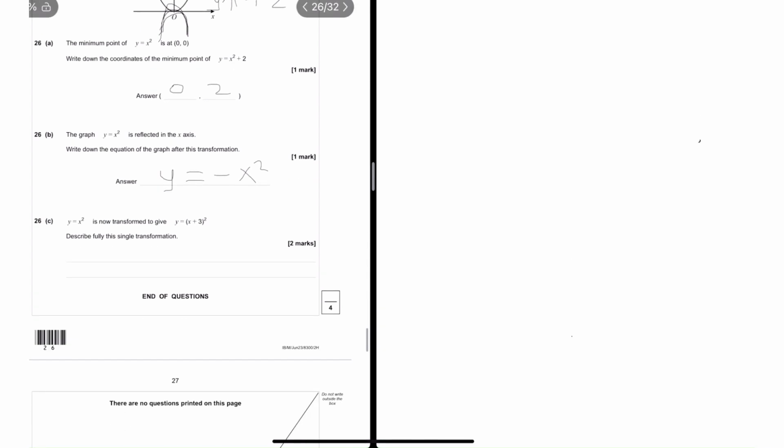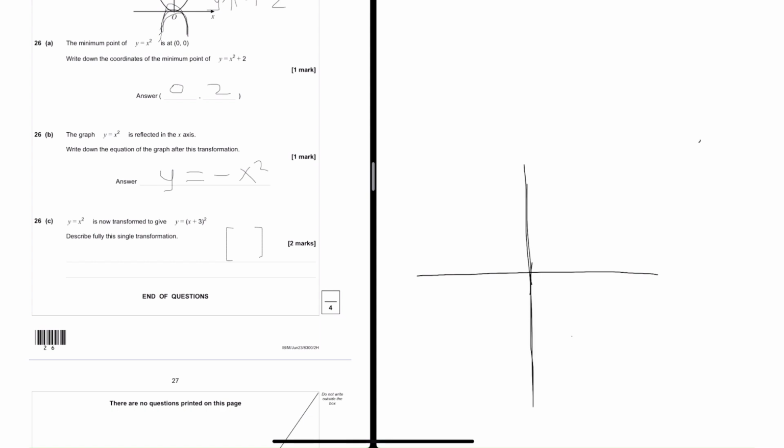And lastly, we have y equals x squared is now transformed to give y equals (x plus 3) squared. And we're asked to describe fully this single transformation. So I think we've already done one before, but we've got the brackets again. And if we think about this, y equals (x plus 3) squared. So now, say for instance when x is 0, it's now going to be the same as when x was 3. So let's actually just draw this on the other side. So we'll just mark the graph.